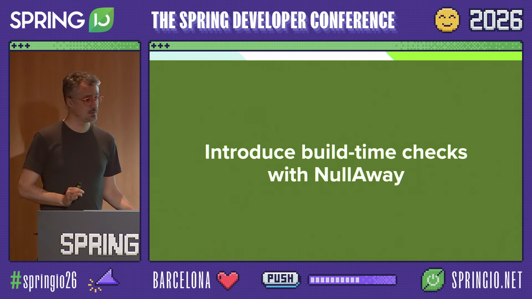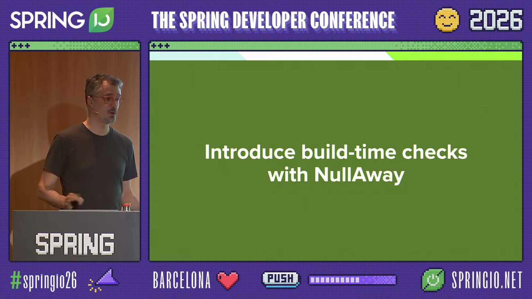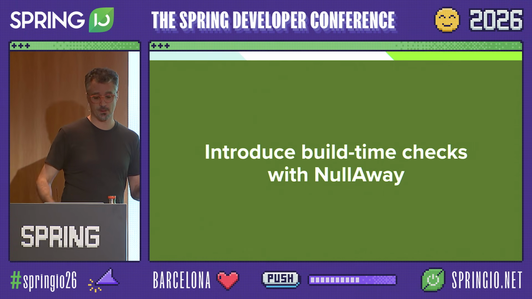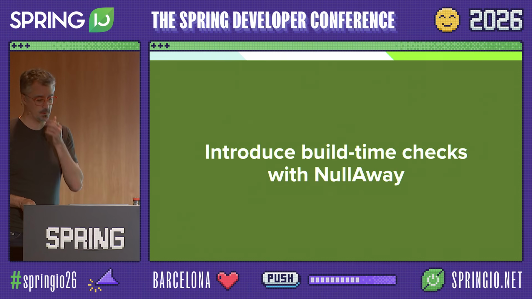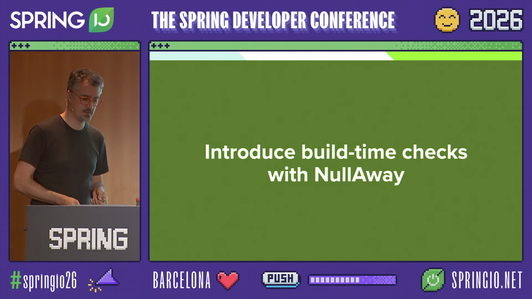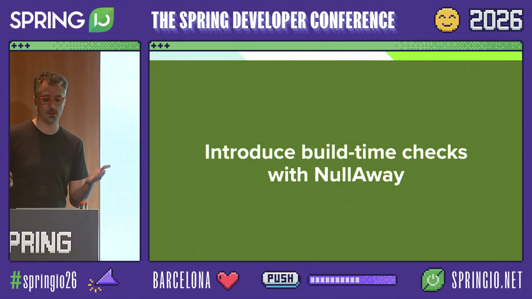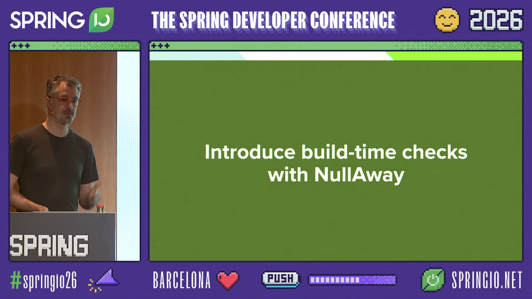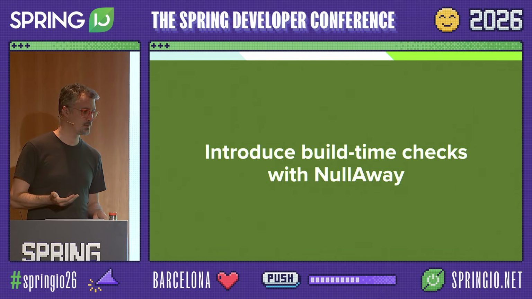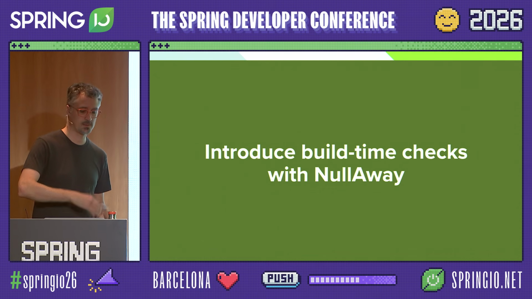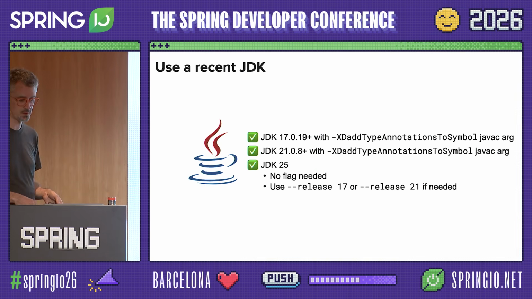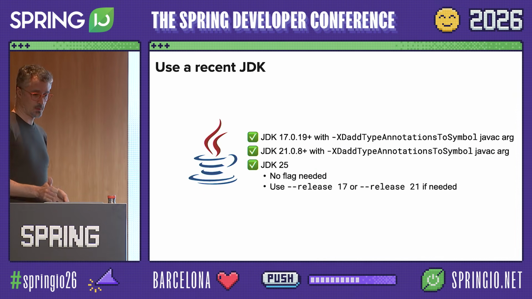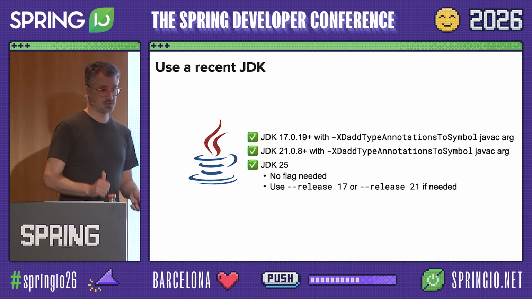Okay, now we have just annotated our code base, but we have checked nothing. So there could be plenty of errors. We could annotate the wrong thing. It's not very good. So we are going to introduce build checks with NullAway. NullAway is going to allow us to perform build time checks to check the consistency and the correctness of the nullability annotations. So you need to use a recent JDK.